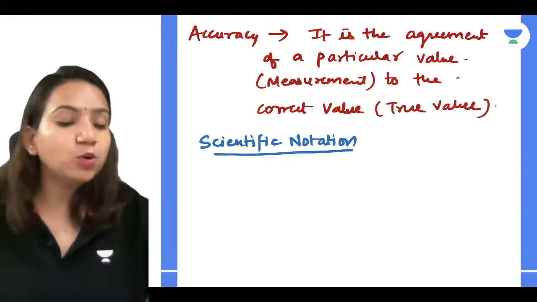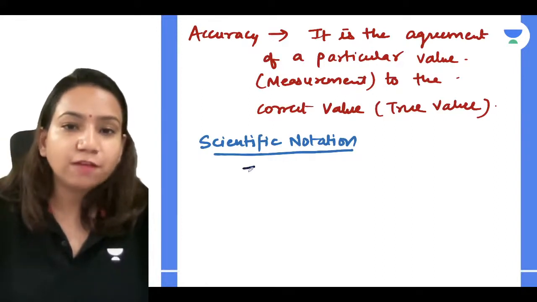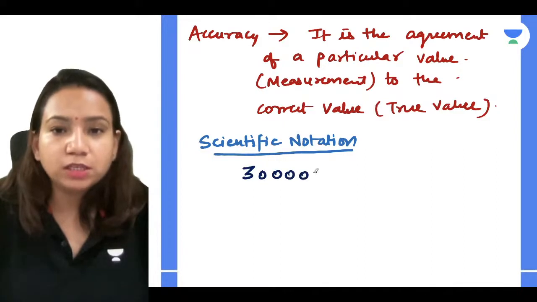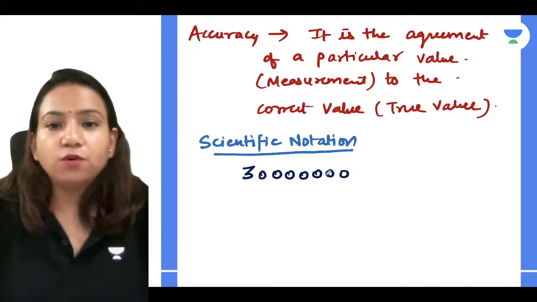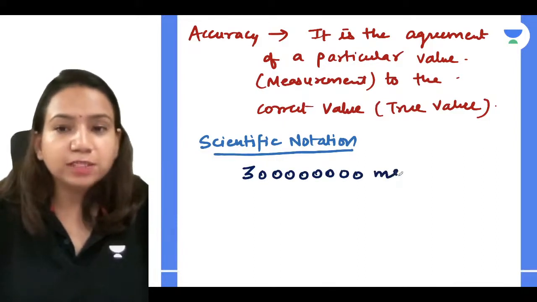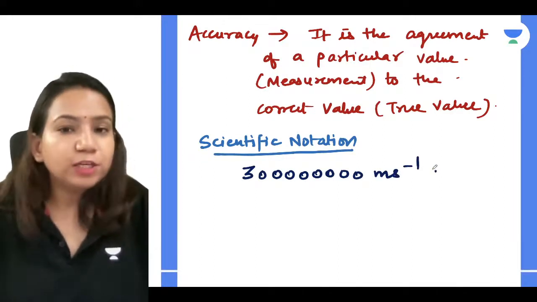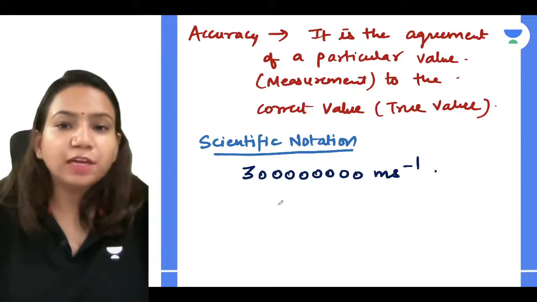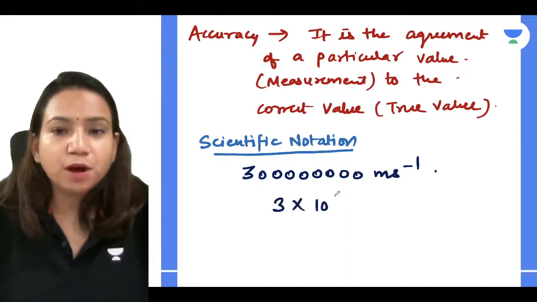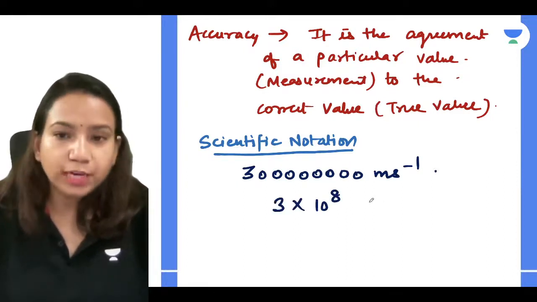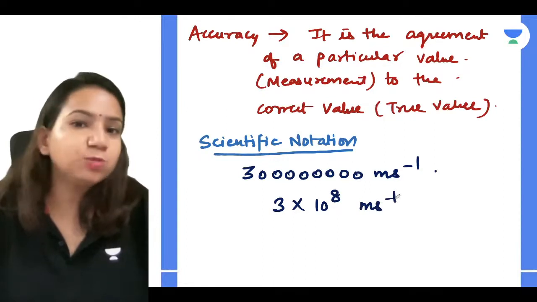So scientific notation means what? Suppose they have given you a very big value, 3 like that, 1, 2, 3, 4, 5, 6, 7, 8 meter per second. This is the speed of light. So instead of writing this big value, can you write it like this, 3 into 10 to the power 8? Yes, 3 into 10 to the power 8 meter per second. This is the speed of light.